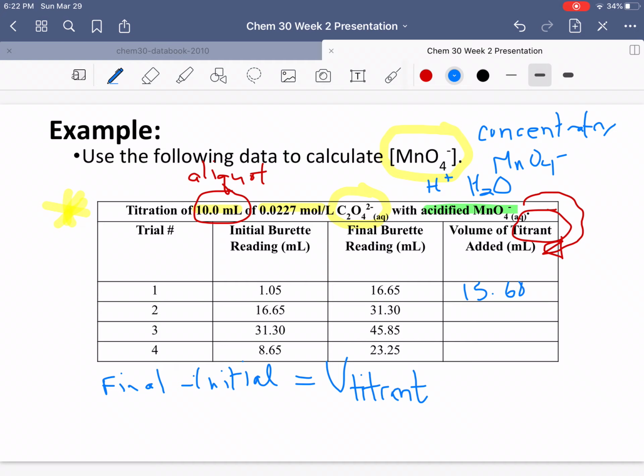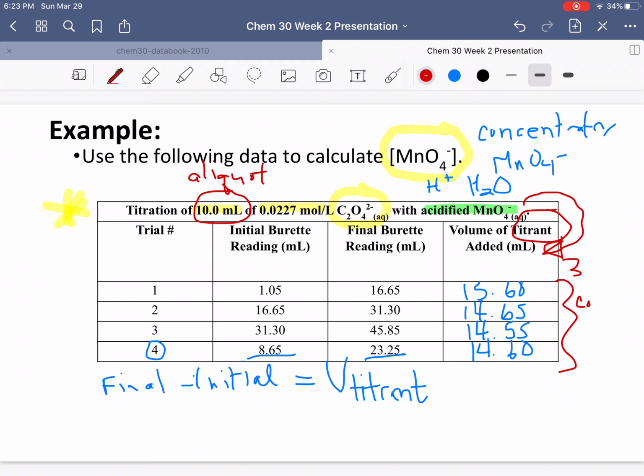That first one, 15.60. The next one, you subtract them, 14.65. And the fourth one, 14.55. And the last one, 14.60. And again, to do that, I would have taken, for instance, for trial number 4, 23.25 minus 8.65 and gotten 14.60.